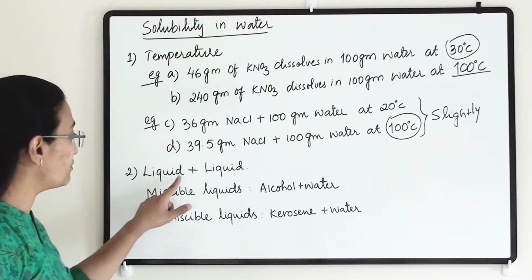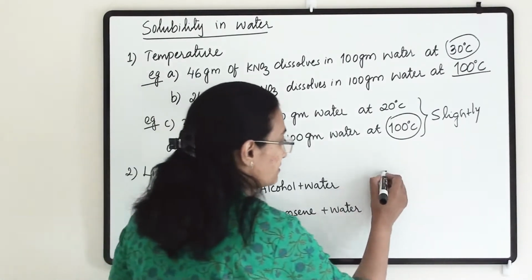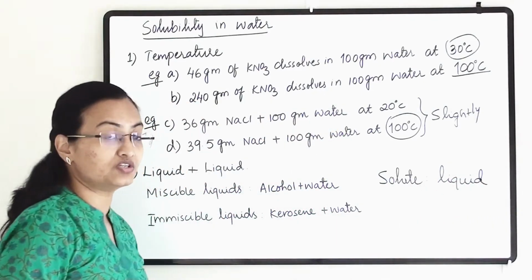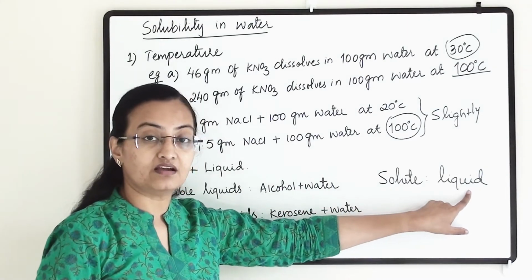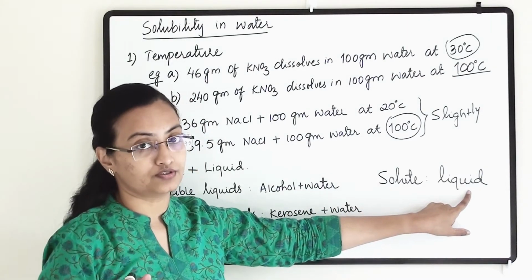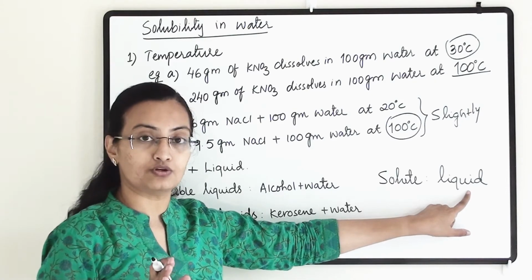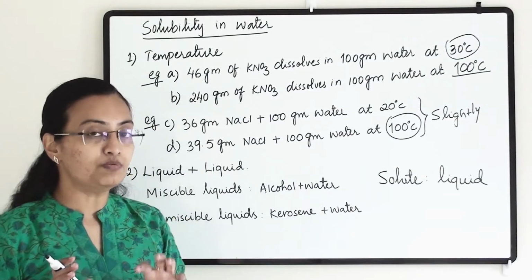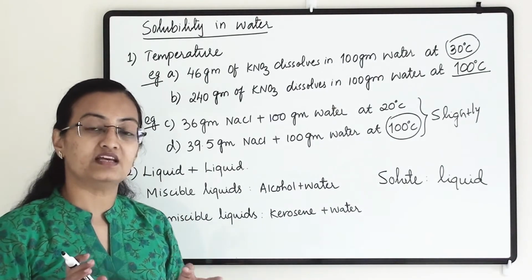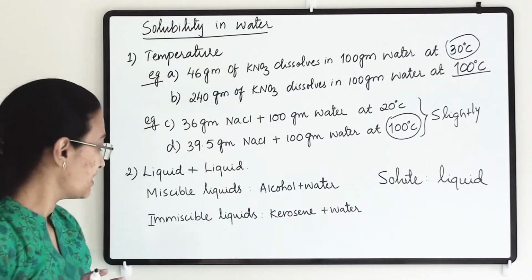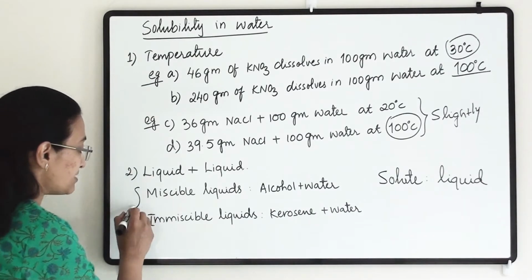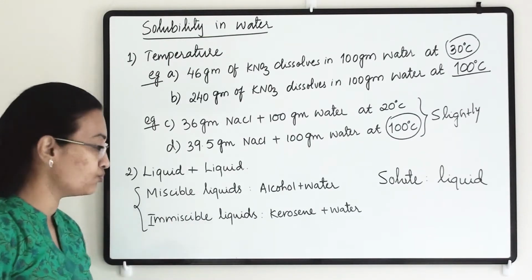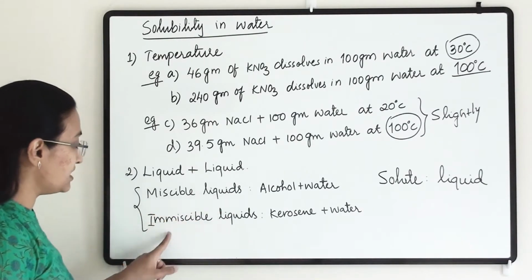Second point is liquid plus liquid. Here we are taking our solute in liquid form. The two liquids will mix with each other, and the solute liquid we have taken will get dissolved into the water. So one of the liquids will be our solute. Its proportion will be less and the water proportion will be more, because water is the solvent and that's why its proportion should be more. So two types of liquids will be there when we are adding a liquid as a solute into water: miscible liquids and immiscible liquids.